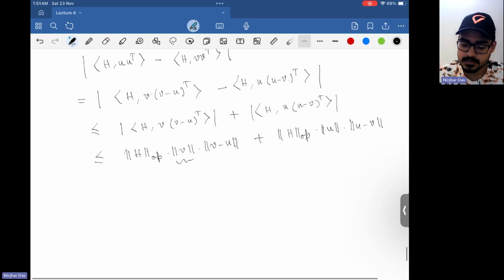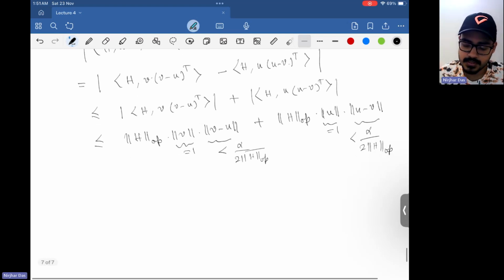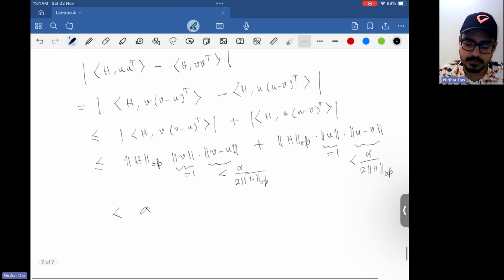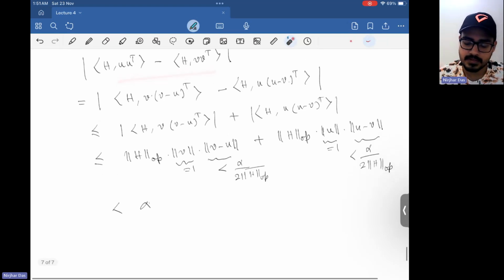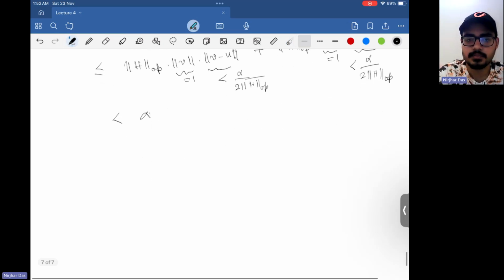And this is equal to 1, this is equal to 1, this is less than alpha by 2 norm of h of v. This is also similarly strictly less than alpha by 2 times h norm. And so therefore this whole quantity is actually less than alpha, right? So what we have shown is that this quantity is less than alpha, and we'll see how this will help us.